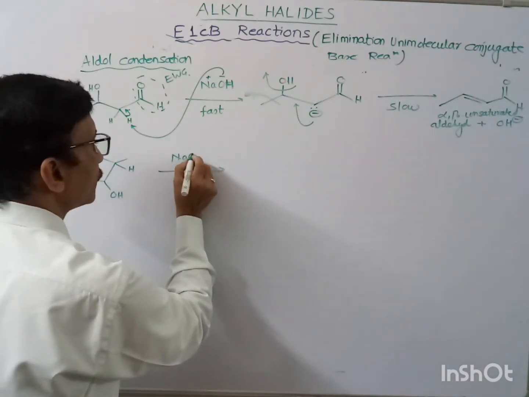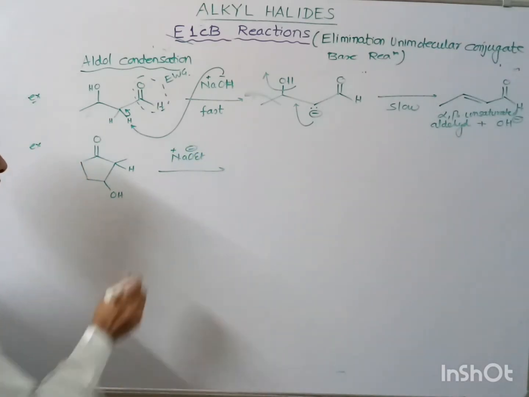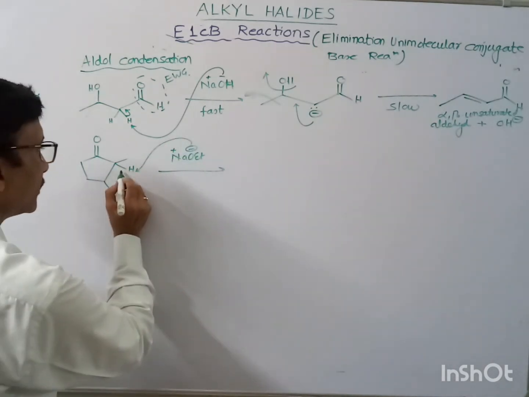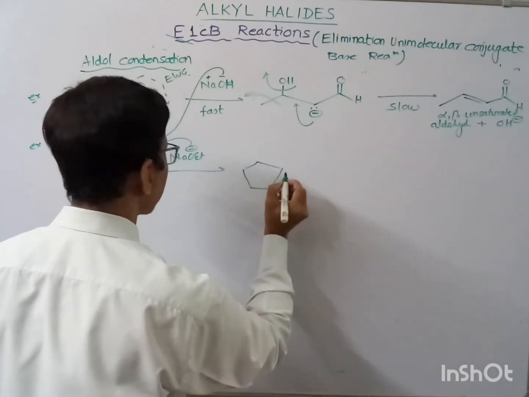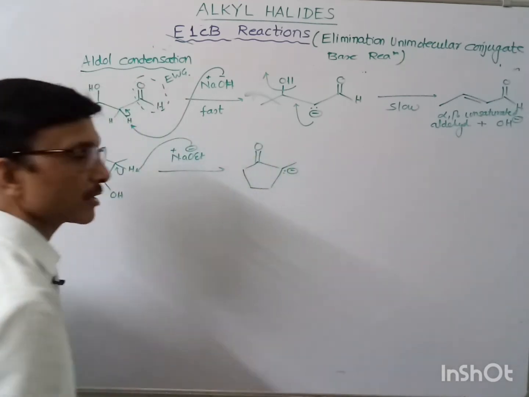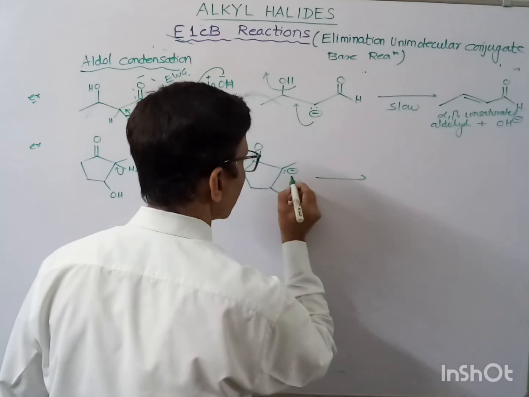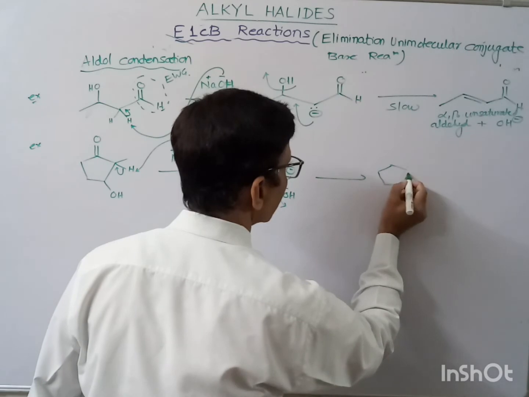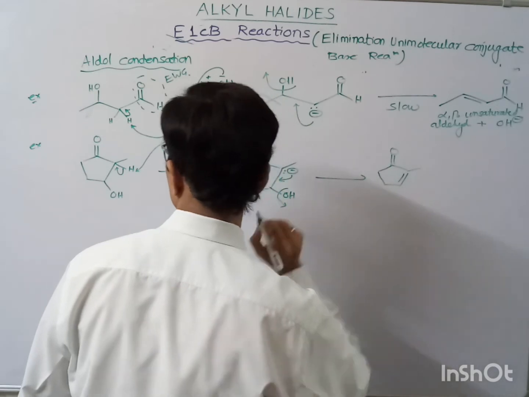So here also, suppose we have sodium ethoxide as a strong base. First of all this H, being acidic, will be removed and a carbanion is formed. This carbanion which is formed is stabilized by this electron withdrawing carbonyl group which is present over here. In the next step, this OH being the leaving group will leave out, and we will have this product.